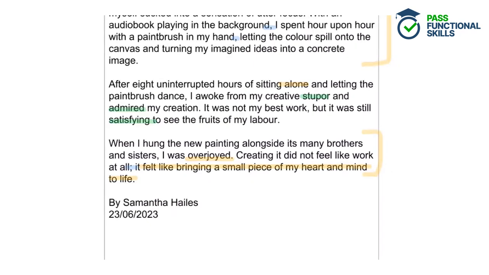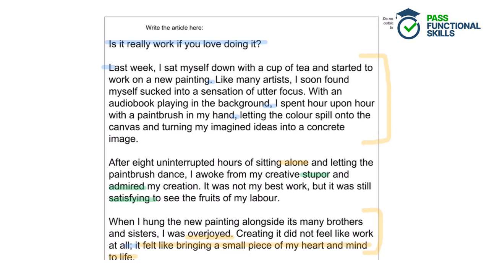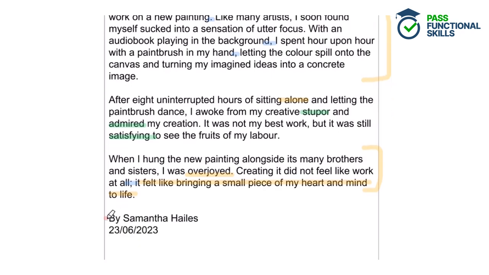Next, let's think about the formatting. So, as we said before, you need to really think about the text type when you're deciding what format your answer should be in. So we know that we need to write an article, and there are some key features that articles generally include. So we generally have a title in an article, and we have one here. Articles sometimes also have subheadings. We haven't got any here because it's quite a short answer, but if you were writing a couple more paragraphs, then you might want to include some subheadings to signpost to the reader what each paragraph will be about. We also have the author's name and the date that the article was written. So whenever you're writing an article, try to include all of these features.